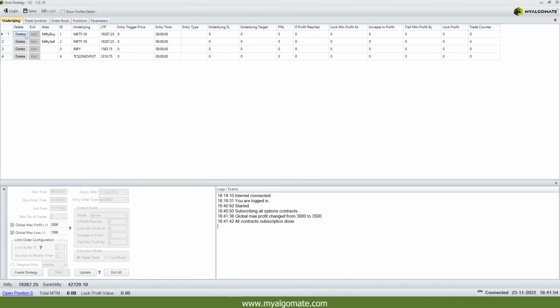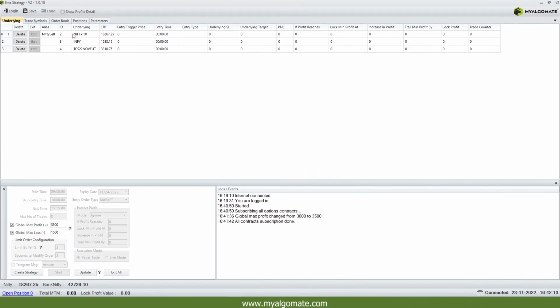Now there are two buttons given over here. One is the delete button and one is the exit button. The delete button will be enabled when there is no trade open, when there is no trade running. So let's say there are no trades running currently, then you can delete any strategy if you want. And once a trade is taken, this exit button will be enabled.